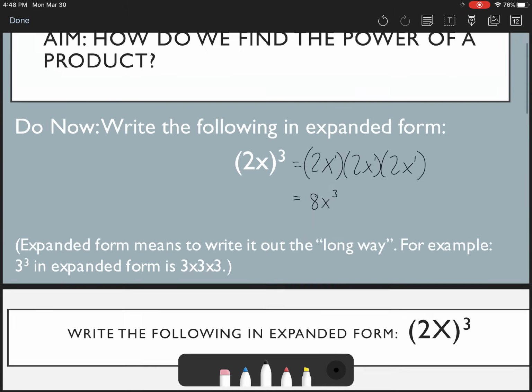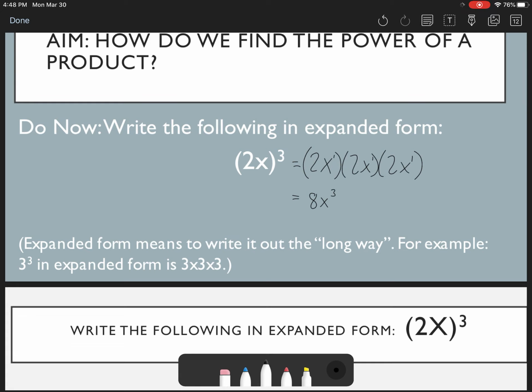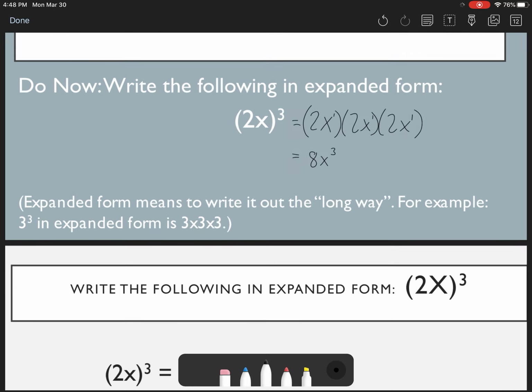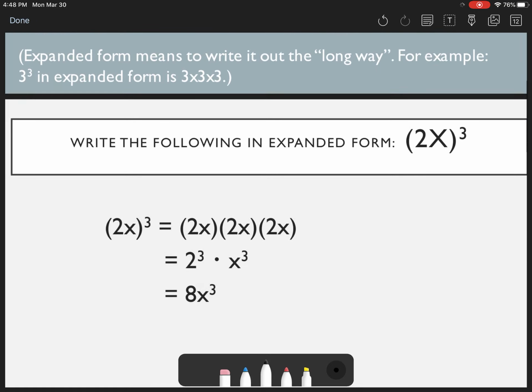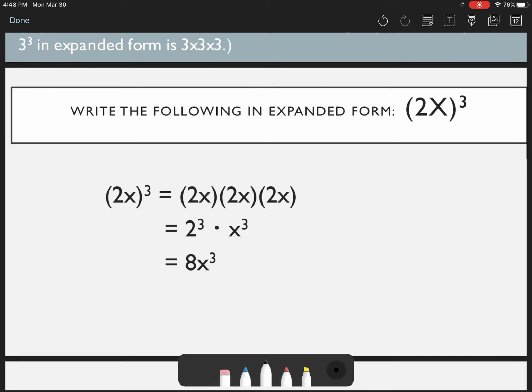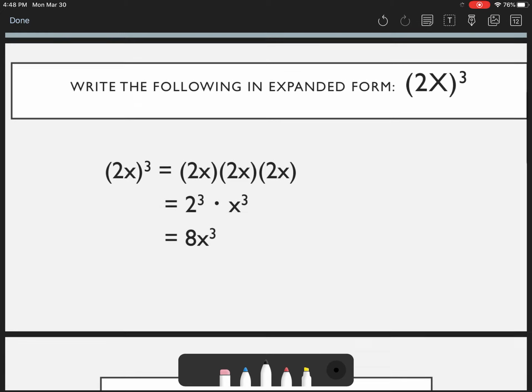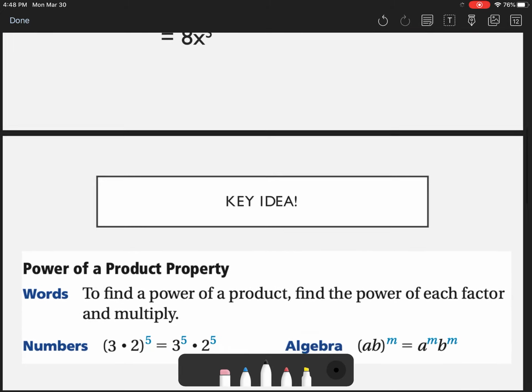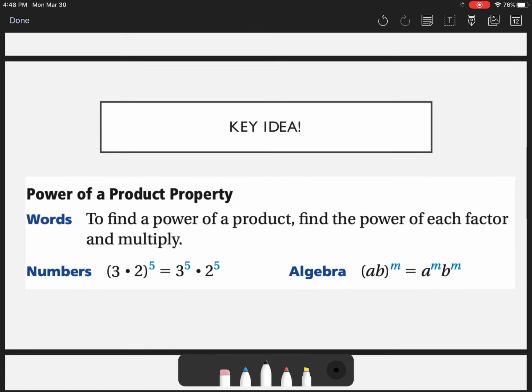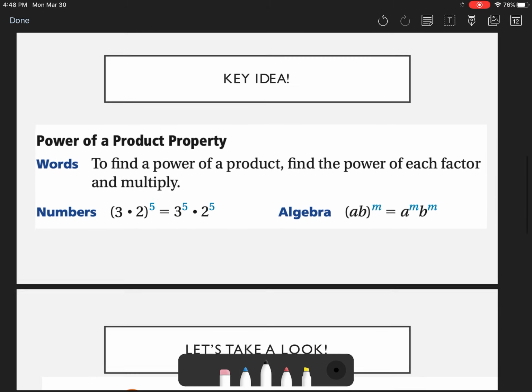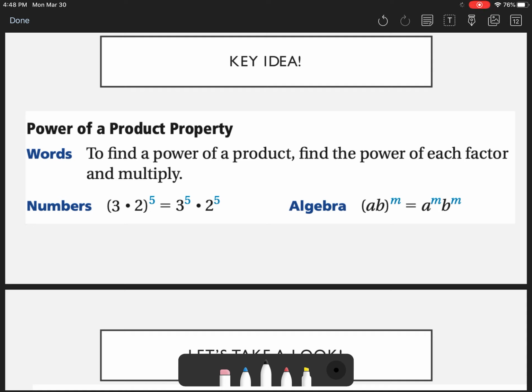So right here it says expanded form means to write it out the long way. For example, 3 to the third in expanded form is 3 times 3 times 3. All right, and you have that worked out there again for you to see. Let's take a look at the key idea. To find a power of a product, find the power of each factor and multiply.